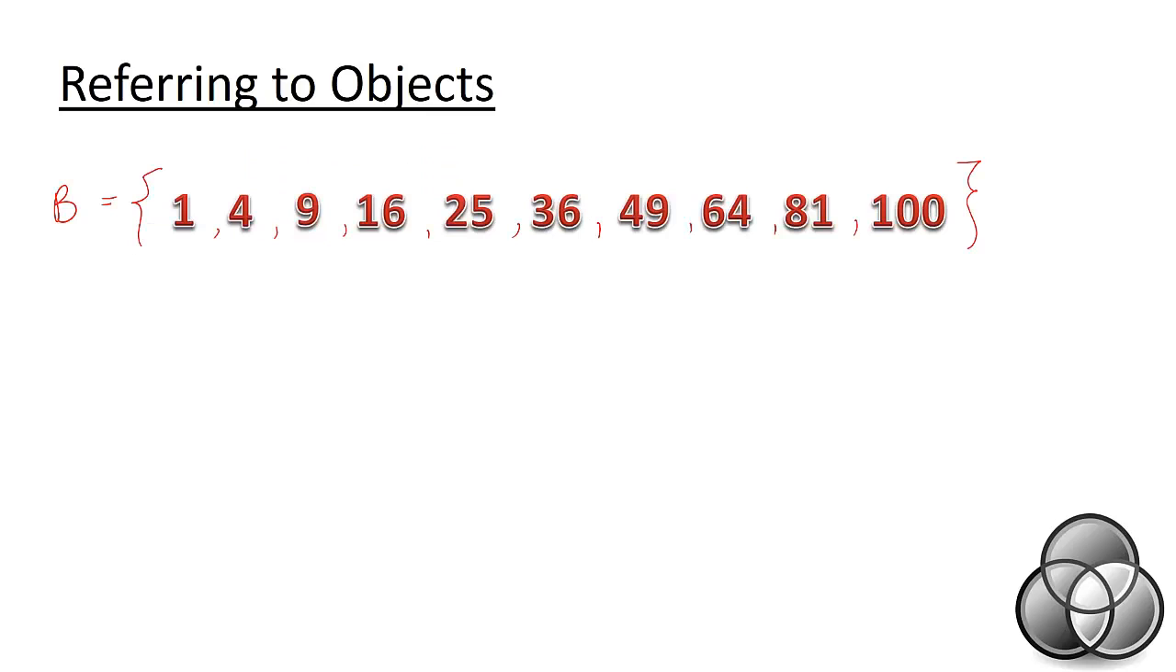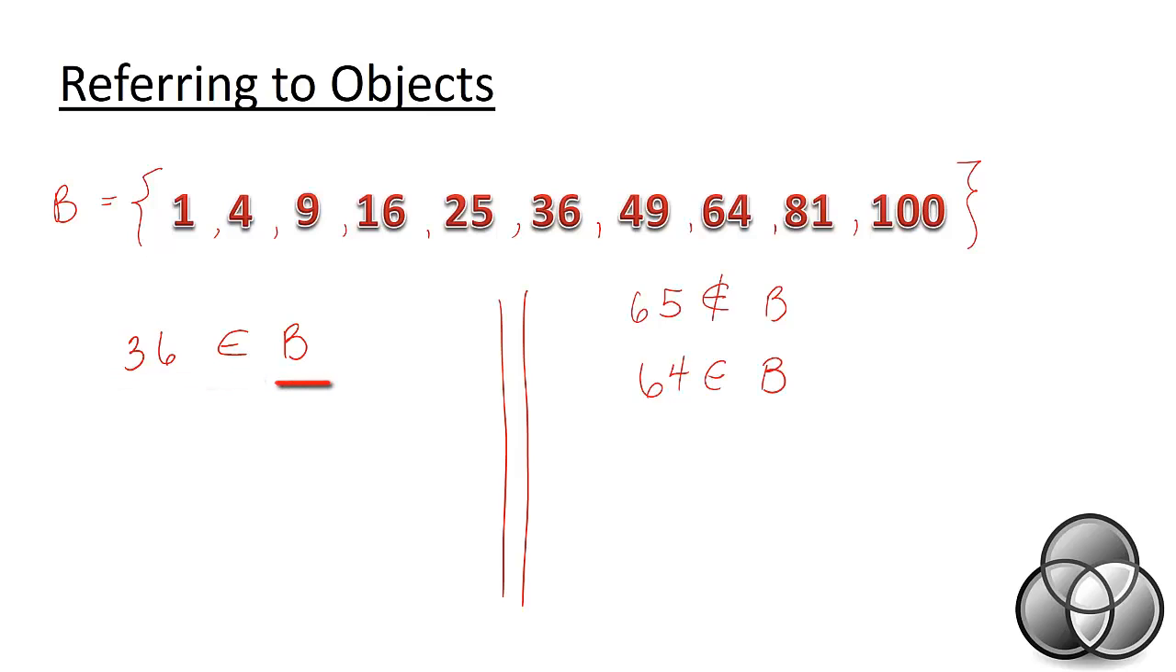Let's look at the notation for our set B of perfect square numbers. If we don't want to use words to refer to an object, there are special symbols that we can use instead. For example, a rounded E can be used to show that an object is in the set. 36 is an element of B. Which statement over here on the right side do you think is true?